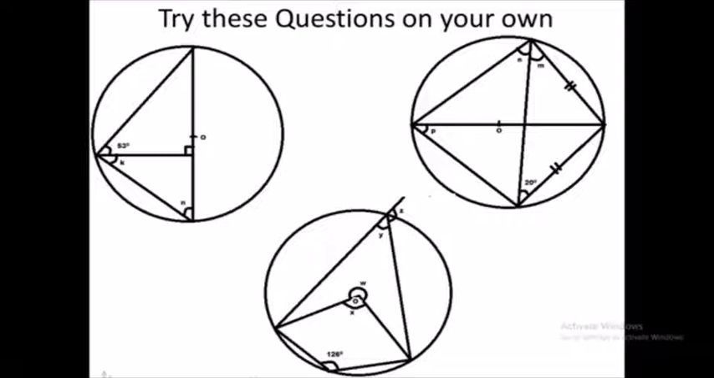If you look at this third question, this one under here, it is a combination of the first theorem that we talked about, that the angle at the center is twice the angle at the circumference. You can use that to solve this question, and the one we just talked about now, you can use to solve the remaining two questions.